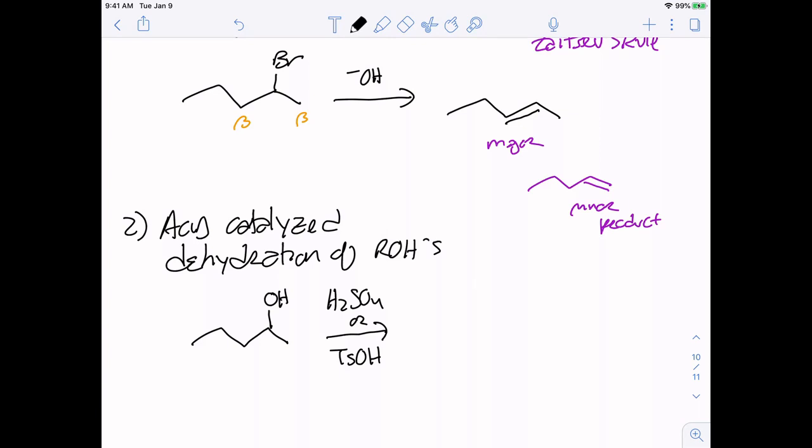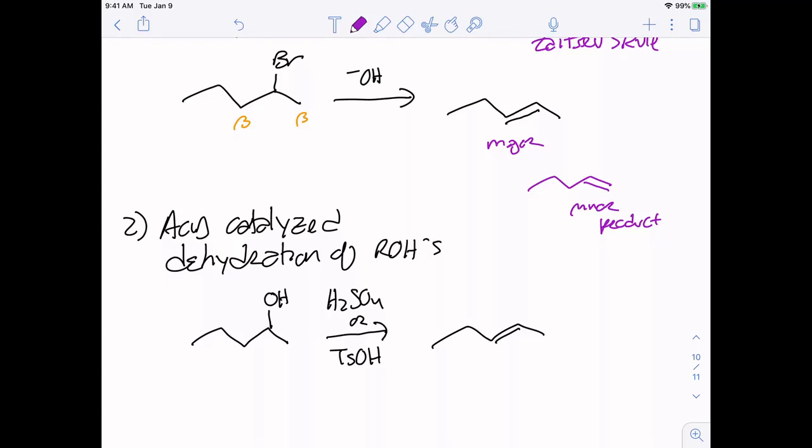And this is the one where when you do the mechanism, you could just use hydronium ions if you wanted. You don't need to, but I think it's a lot easier that way. And we end up removing water, so hydrogen from our beta carbon and the OH group. This one also follows Zaysev's rule. So my major product is going to be my more substituted product.